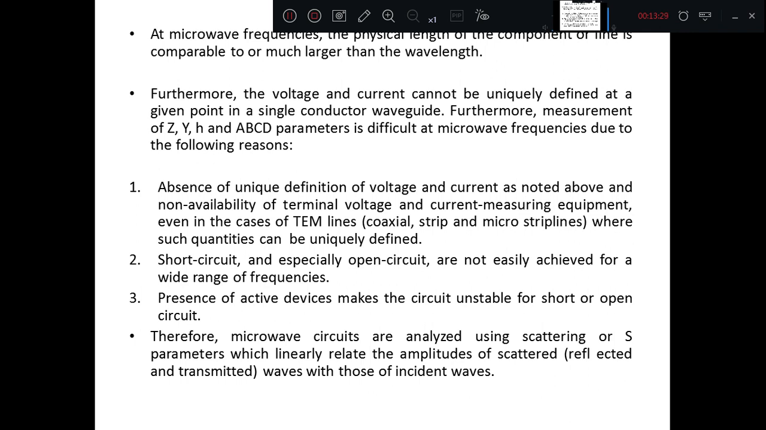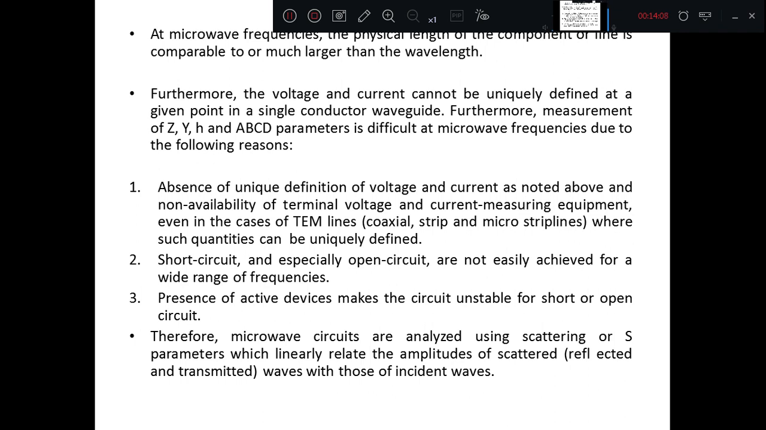And for a microwave frequency, it is exactly the reverse, that is, the physical length of the component is much larger compared to the wavelength of the signal being transmitted. Therefore, the voltage and current cannot be defined at a given point in a single conductor waveguide, right? And the measurement of Z, Y, H and ABCD parameters is also difficult at microwave frequency due to the following reasons, right?